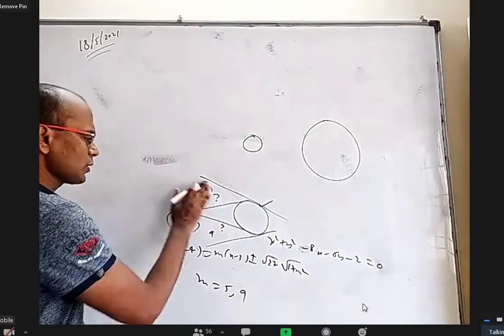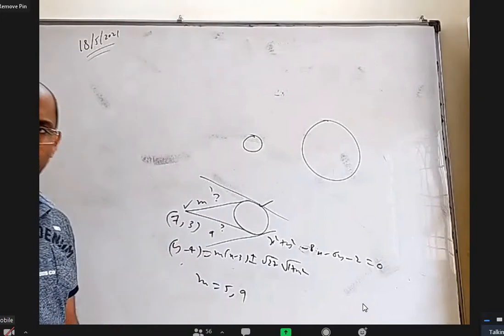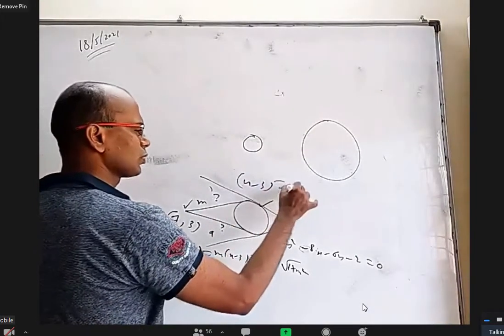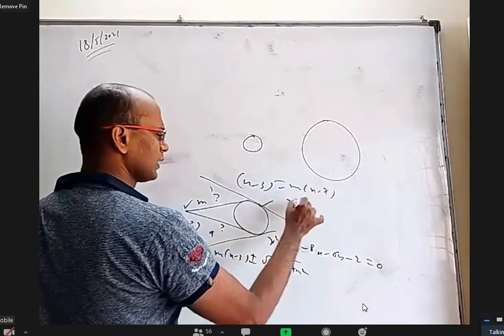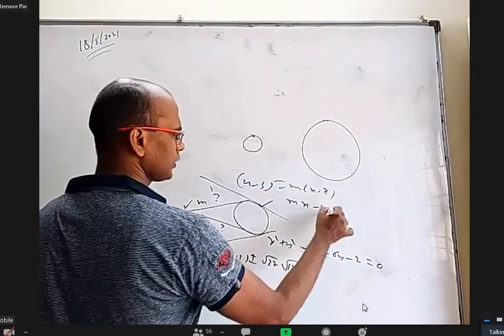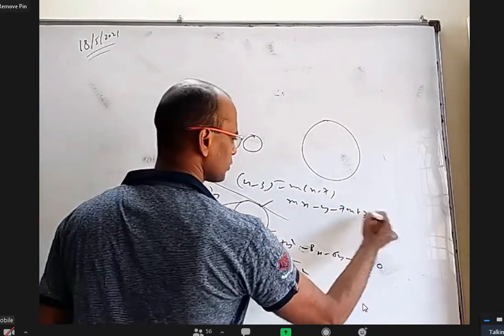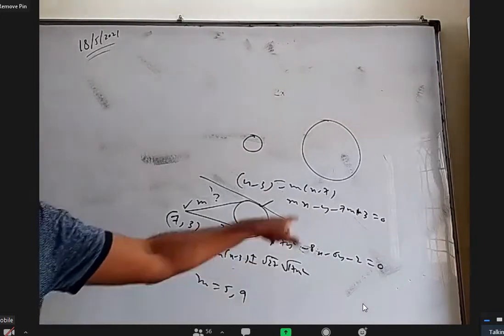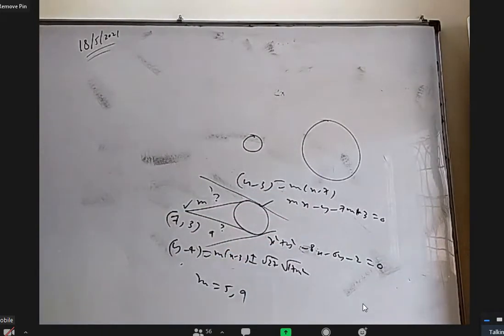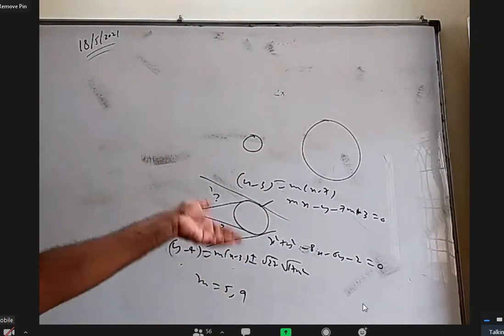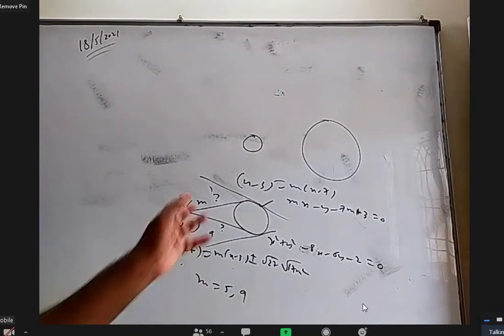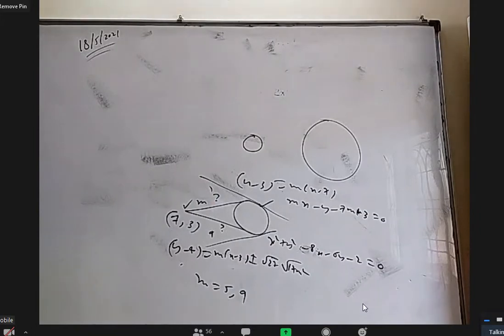Another method is, assume slope is m. You know point and you know slope. What is the line equation? y minus 3 equal to m into x minus 7. mx minus y minus 7m plus 3 equal to 0. We got a line. But how will you know that it is a tangent or not? From the center, perpendicular distance equal to radius. So from the center, you find perpendicular distance equal to radius and square it. You will get a quadratic equation. Again, you will get 2 m values. Okay.